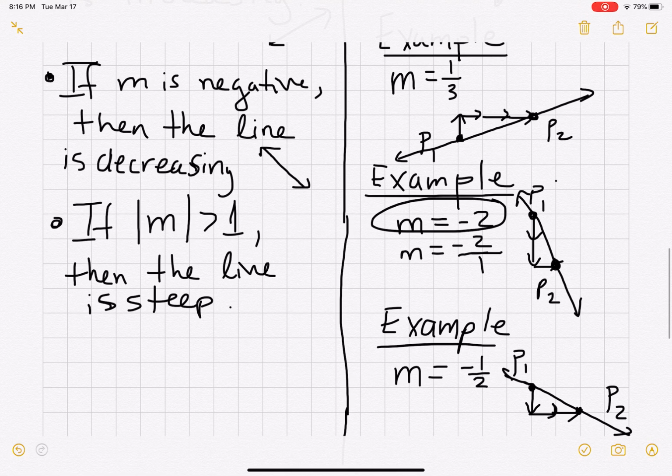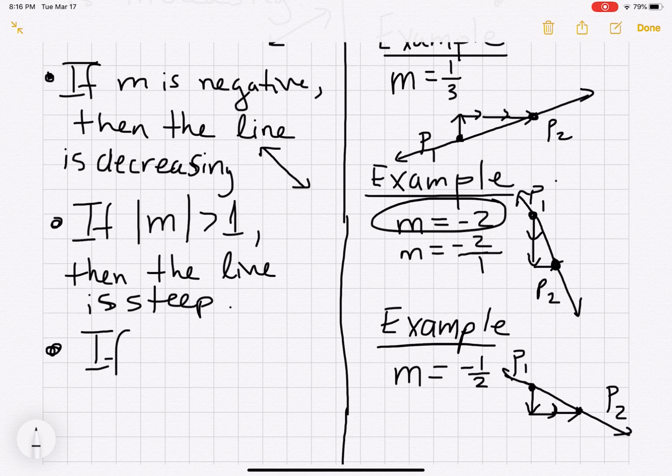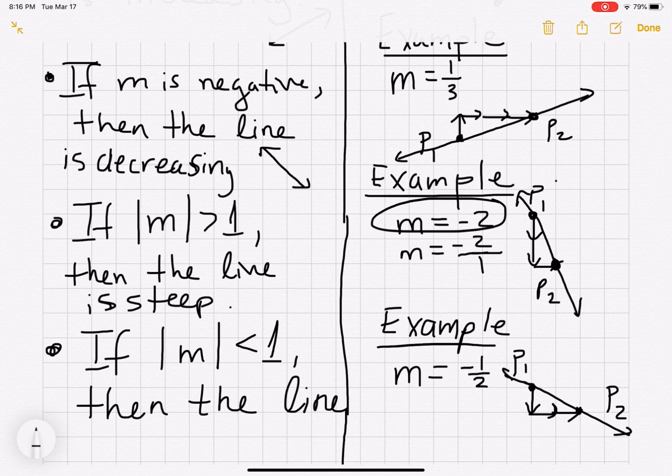So what we're going to write is another fact. If the absolute value of m is less than 1, then the line is gradual. Important fact.